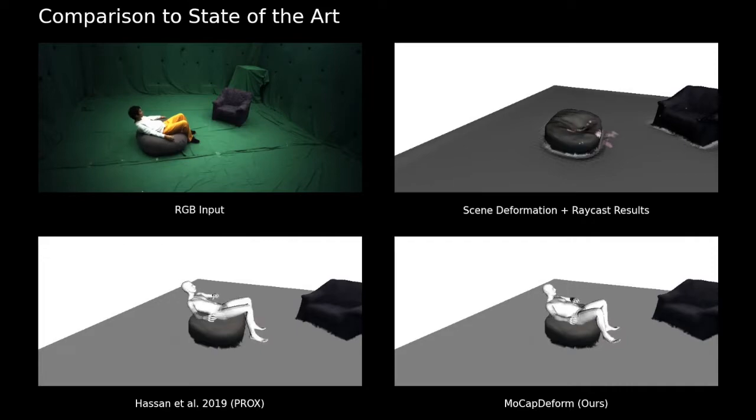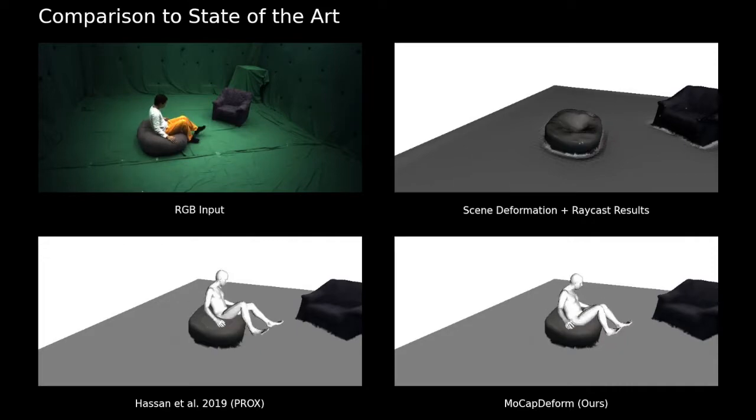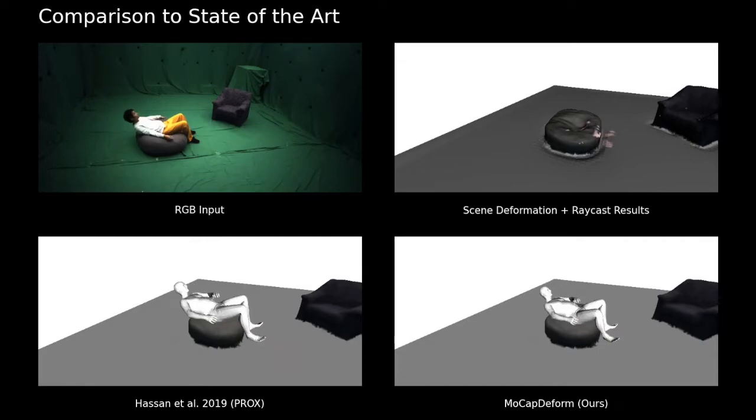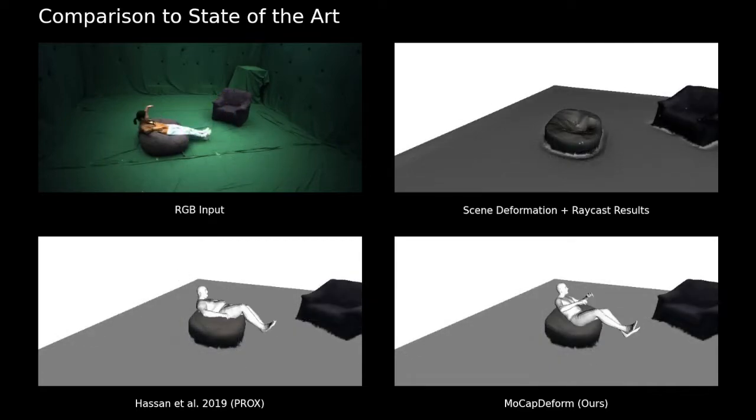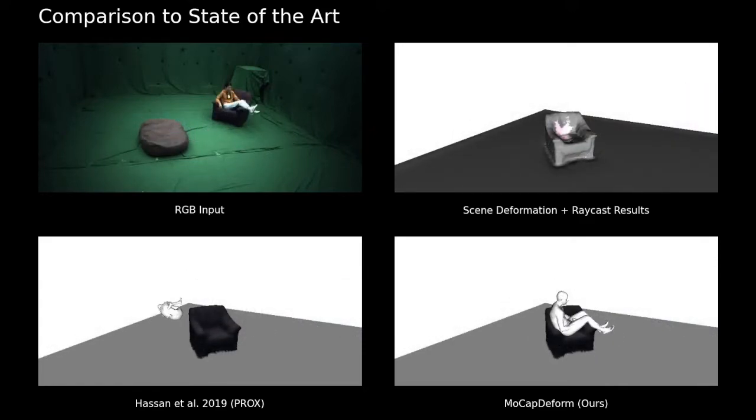Here, we show comparisons of our results with the state of the art. Compared to the previous method, our MoCapDeform approach shows more accurate global localizations, less noticeable temporal jittering, and, for the first time, realistic scene surface deformations.